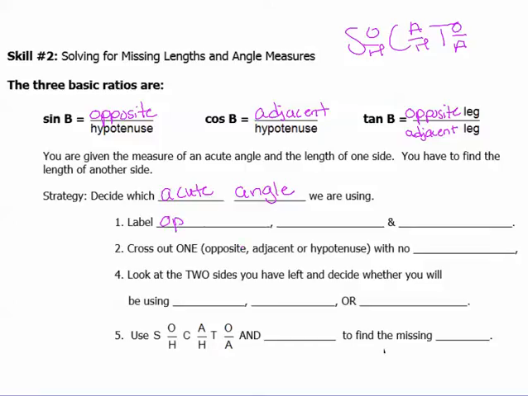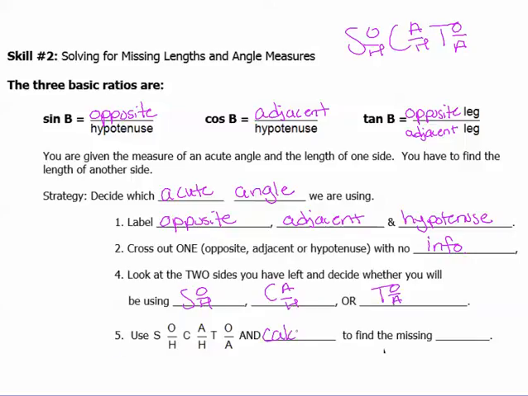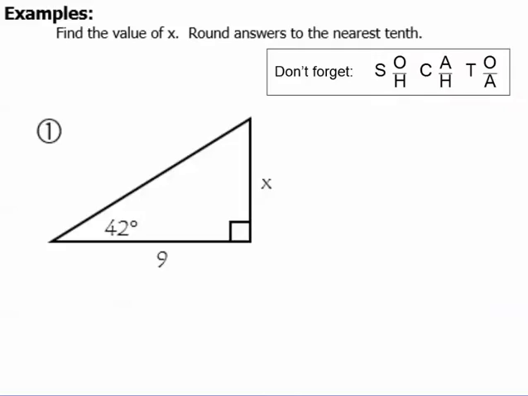Then I'm going to label my opposite, my adjacent, and my hypotenuse. Once I label those, I'm going to cross out the one with no info by it. No number, no nothing. I'm going to look at the 2 sides I have left and decide whether or not I'm going to be using SO, CA, or TOA, and the calculator to find the missing side. And this is where I'm going to say if x is in the top, I'm going to multiply. If x is in the bottom, I'm going to divide. So let's look at some examples.